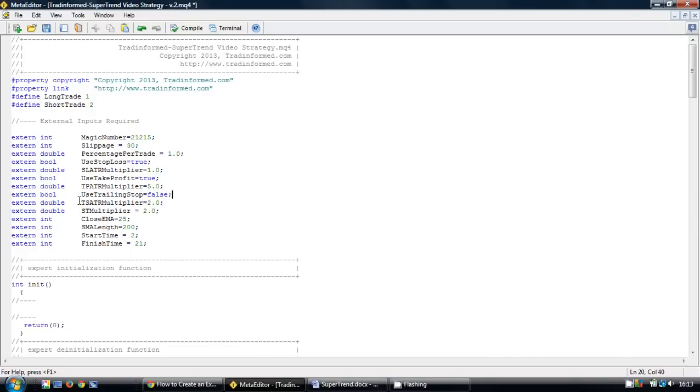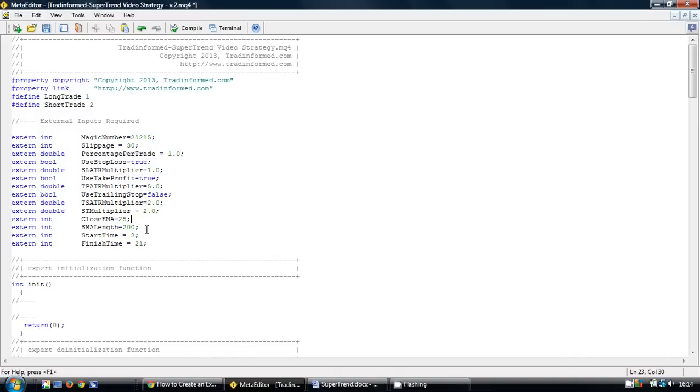The next one is our trailing stop ATR multiplier, and below this we are going to set a variable referring to our SuperTrend indicator that is used as part of the trading strategy. So we're setting here the SuperTrend multiplier of 2. Again, we can use the backtesting function to test different values if we want to.